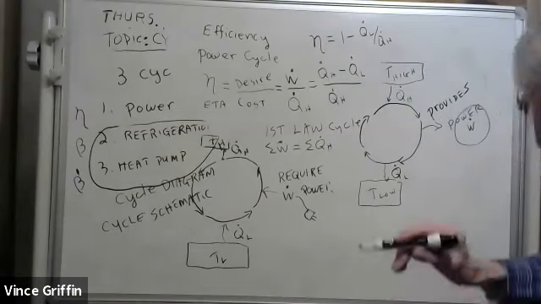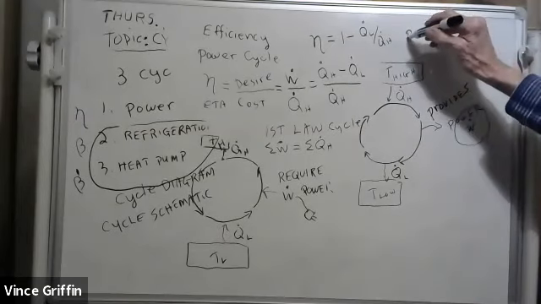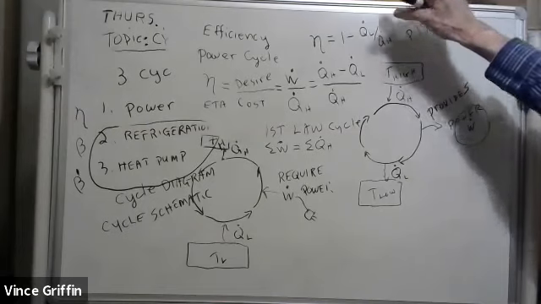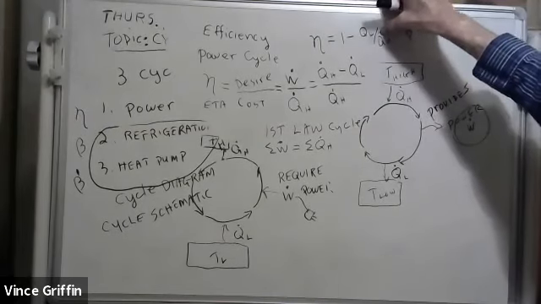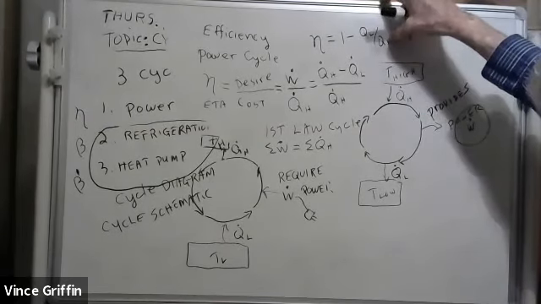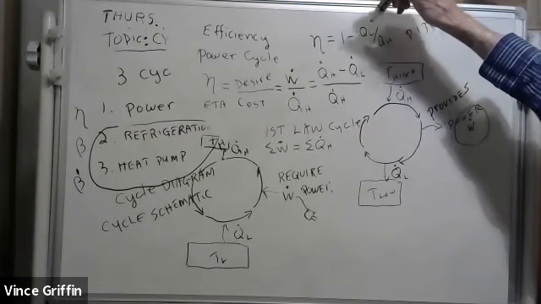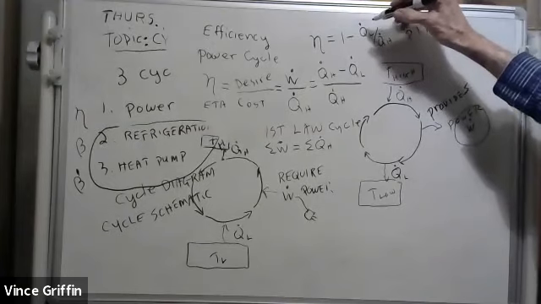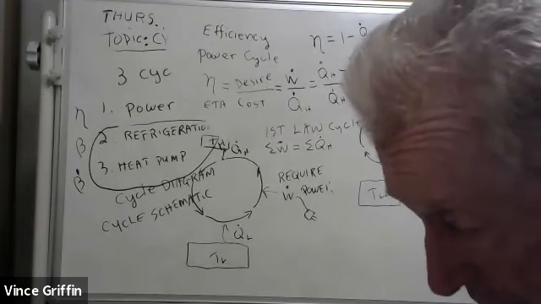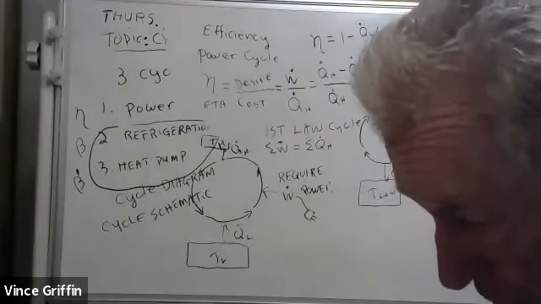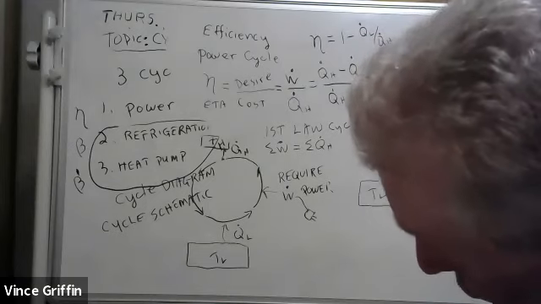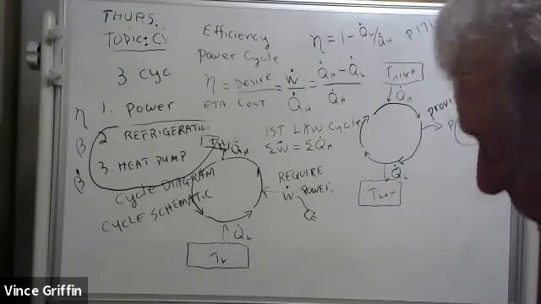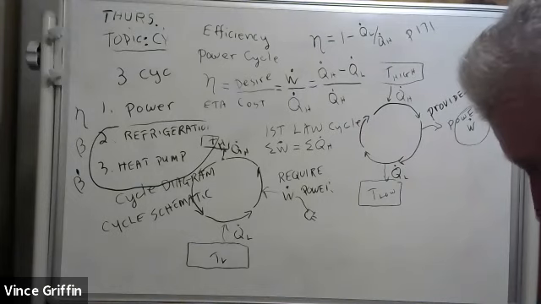I found this equation on page 171, but they did it without the dots on it. What they have is QL over QH, which is fine. It's just that with the dots, you're talking about rates. Without the dots, you're just talking about the heat transfers, not the rates. See, rates are per time. But that same equation's there.